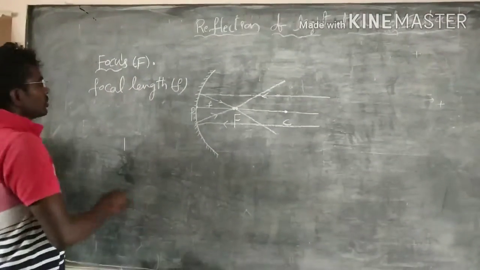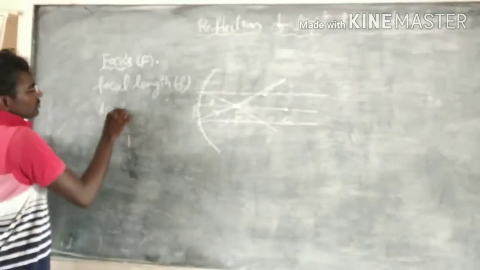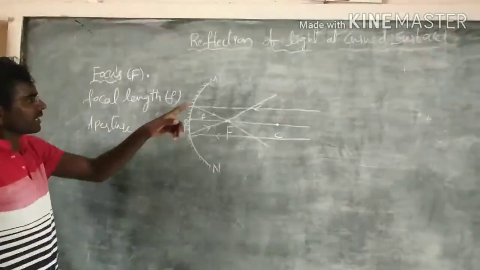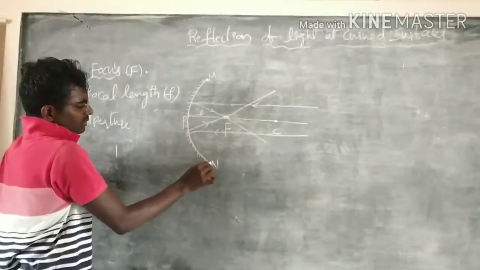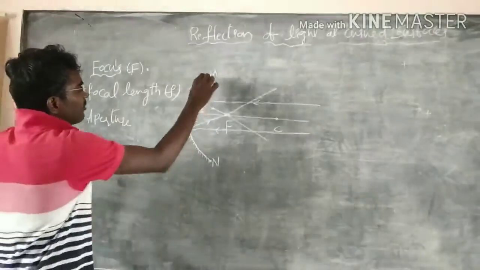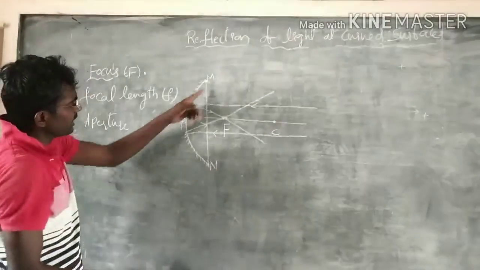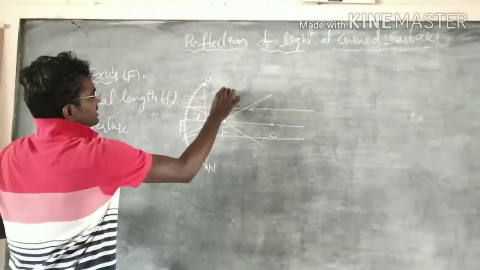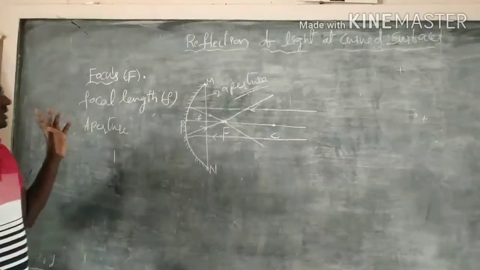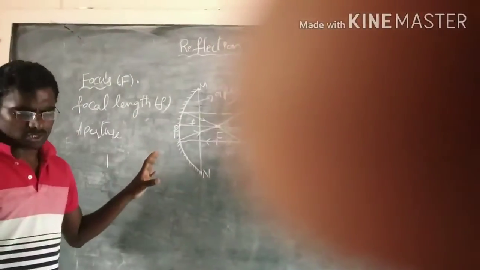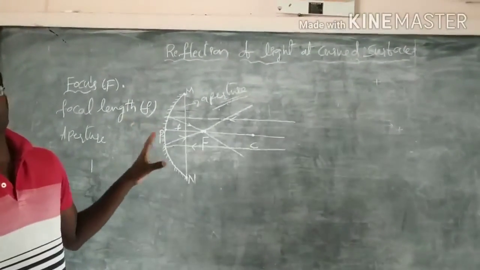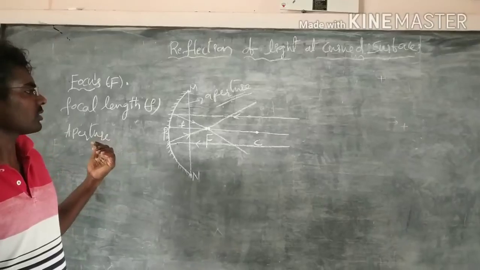So, aperture. For example, the point M, and let's take a point N. The distance between M and N is called aperture. These are the terms. Before going deeper into reflection of light at curved surfaces, you need to know all these terms.